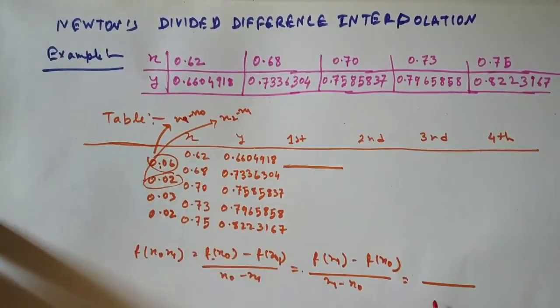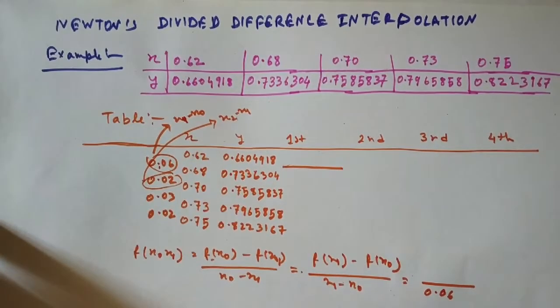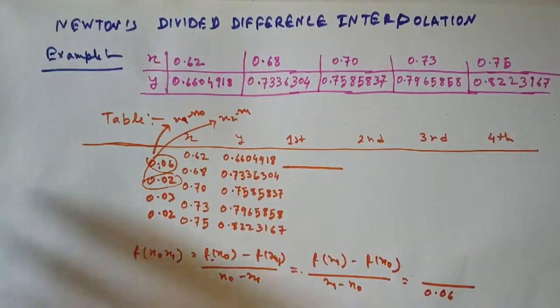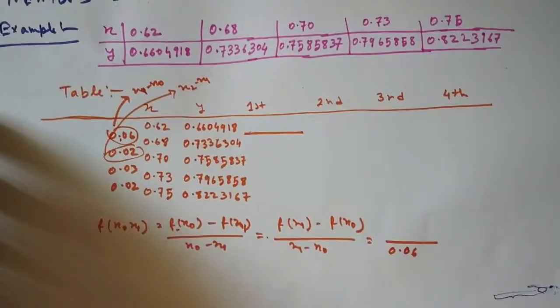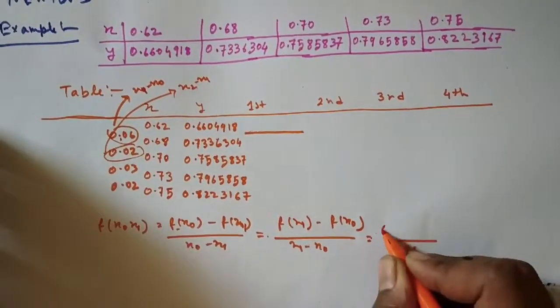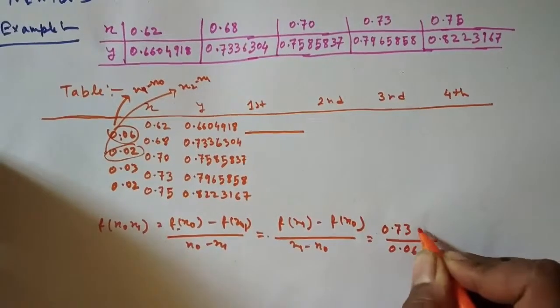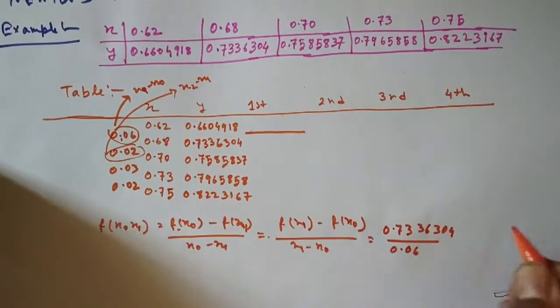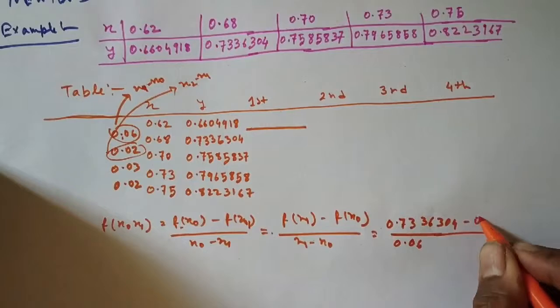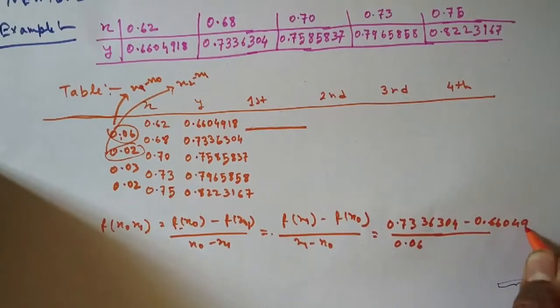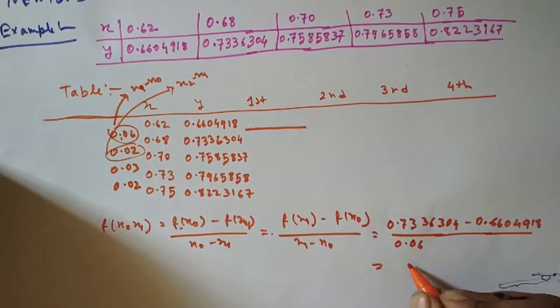Now x1 minus x0 we have 0.06 and the numerator is 0.7336304 minus 0.06604918.